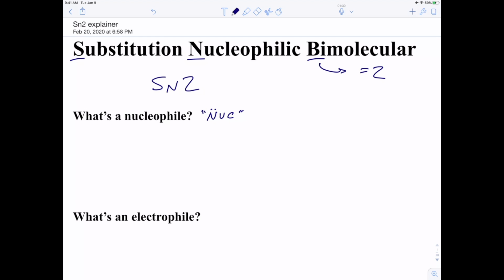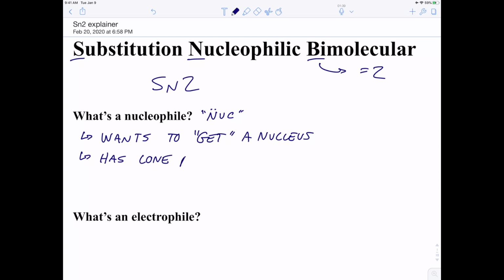So what is a nucleophile? It wants to go out and get a nucleus. Hence why we call it a nucleophile. It's something that wants to go out and get a nucleus. Usually these are going to be things that either have that lone pair of electrons on them or are going to have a negative charge sometimes.